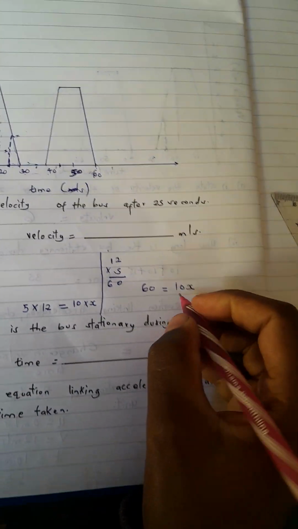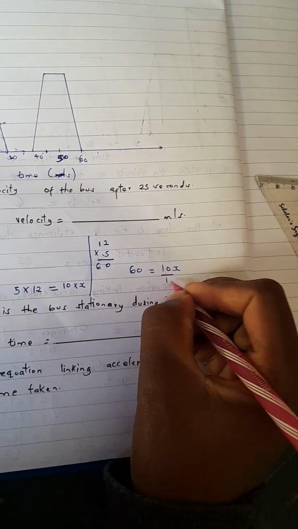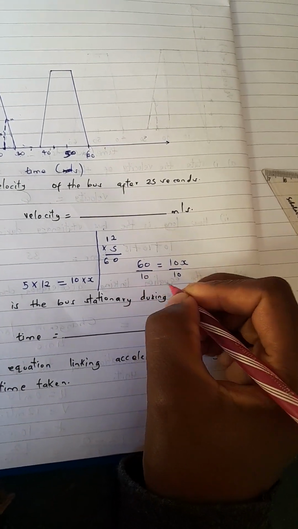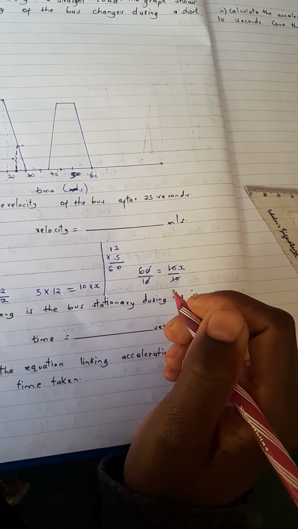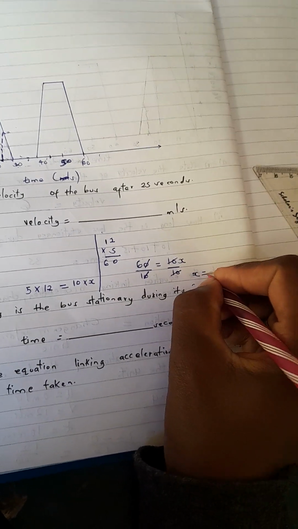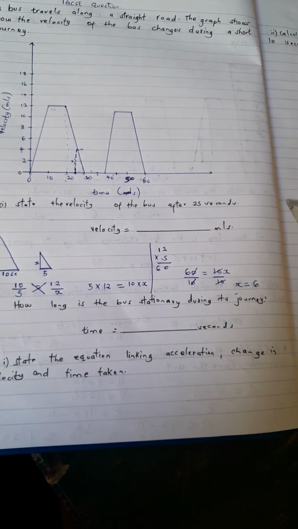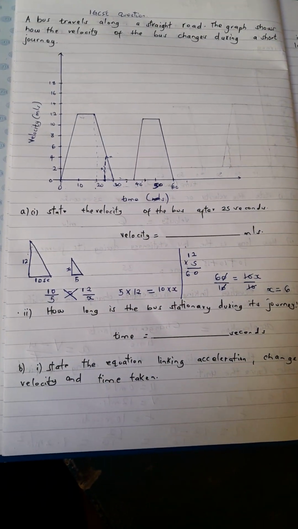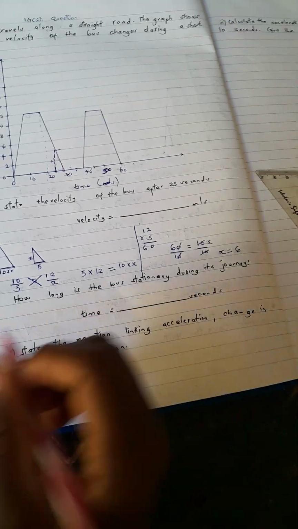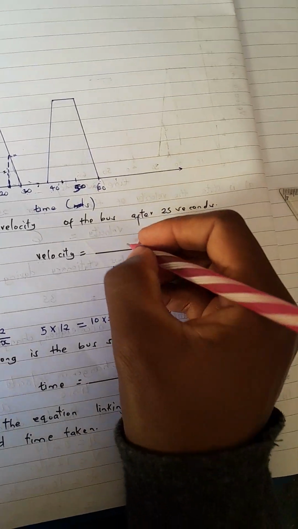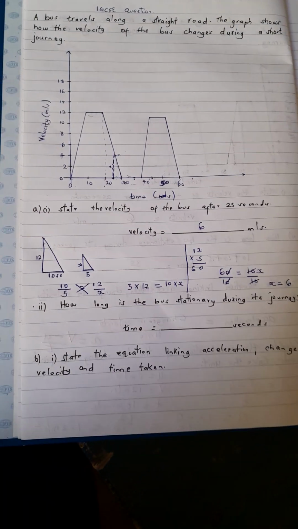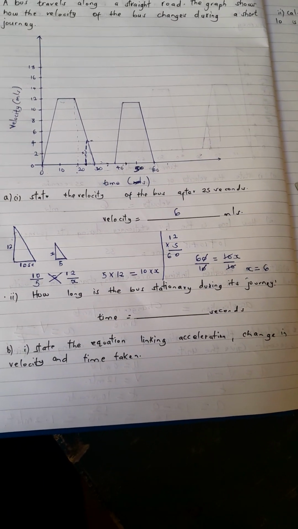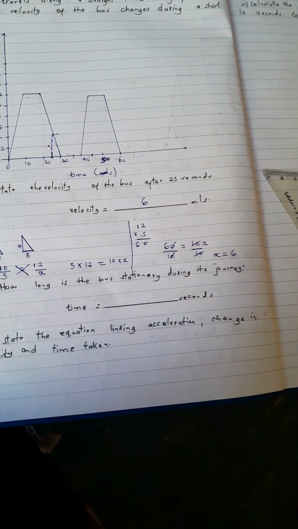So we need to find the value of x. We divide by 10. Cancel 10, 10. Then 0 cancels with 0. So x will be 6. So the velocity here is equal to 6 meters per second. So we go to the second question.